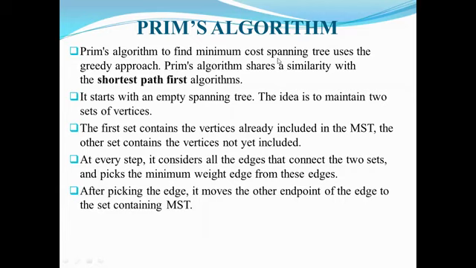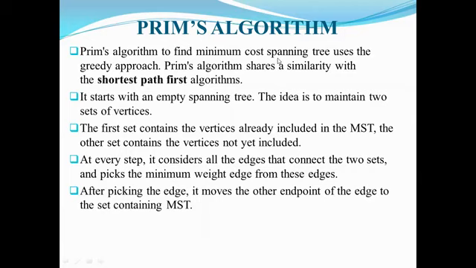Our aim is that we need to maintain two sets of vertices. One set of vertices holds the already included vertices, and the other set holds the non-included vertices. One set of vertices belongs to the tree, and the other set of vertices belongs to the graph. The first set contains vertices already included, and the second set contains the vertices not yet included, which are still there in the graph.